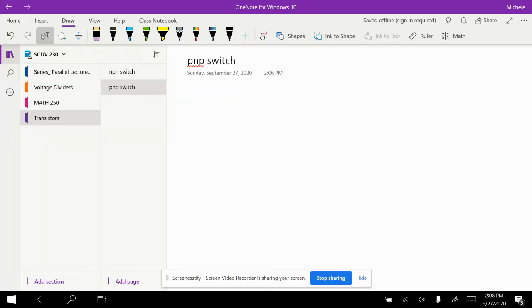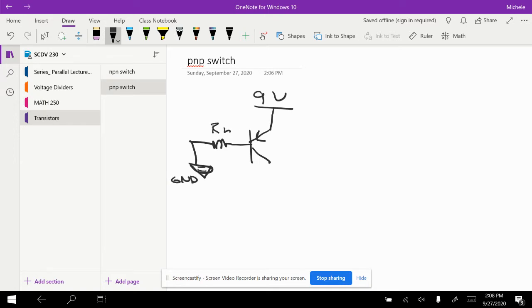Okay, here's a quick example of a PNP switch. So I'll draw my circuit first. My source voltage is going to be 9 volts. This is going to be ground. This is my RB, and this is 1K.